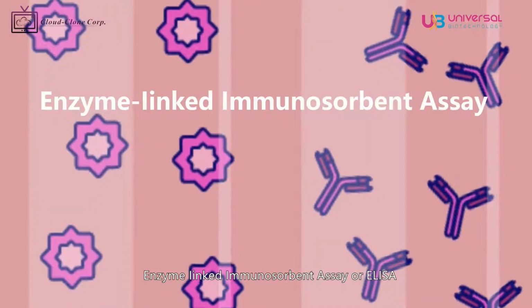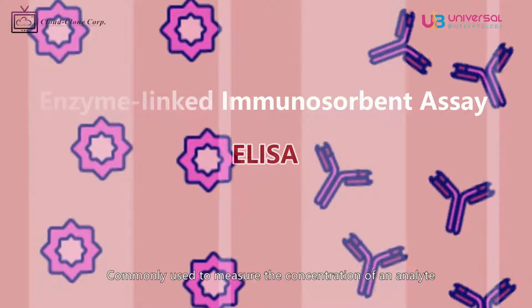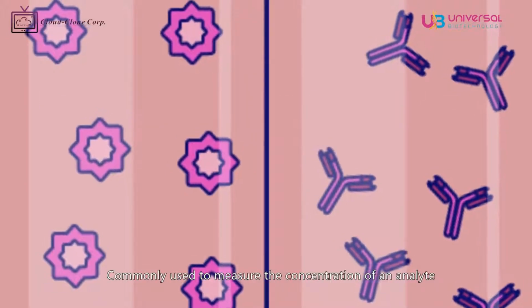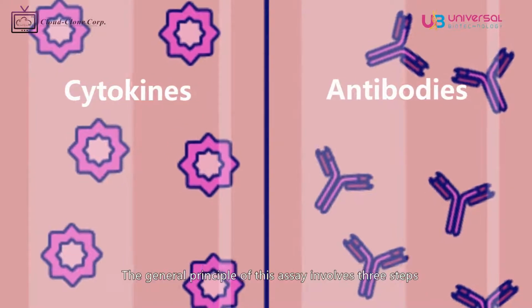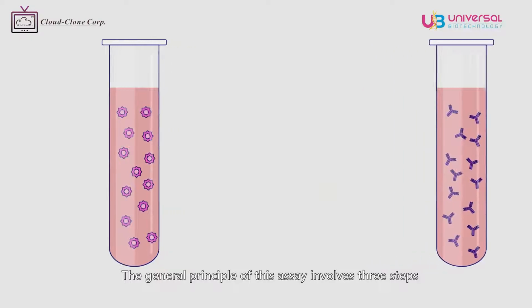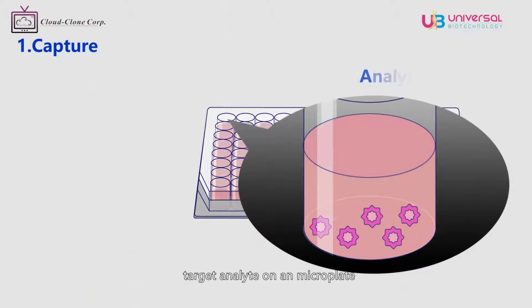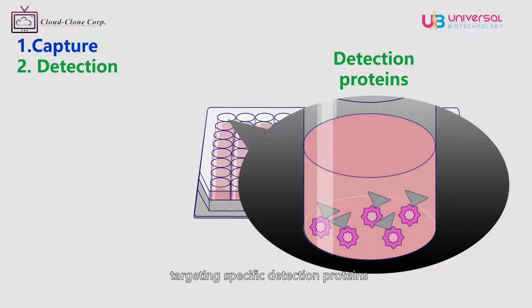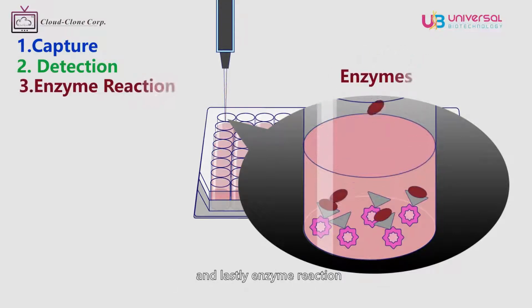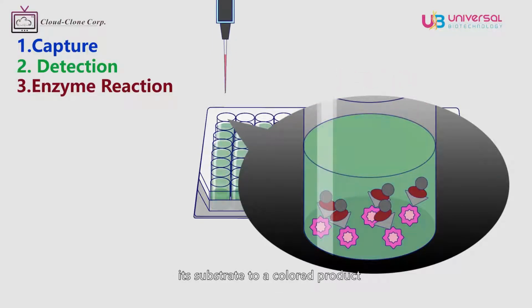Enzyme-linked immunosorbent assay, or ELISA, is a highly sensitive quantitative assay commonly used to measure the concentration of an analyte, like cytokines and antibodies, in a biological sample. The general principle of this assay involves 3 steps, starting with capture or immobilization of the target analyte on a microplate, followed by detection of the analyte by targeting specific detection proteins, and lastly enzyme reaction, where a conjugate enzyme converts its substrate to a colored product.